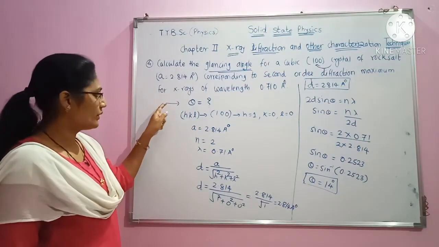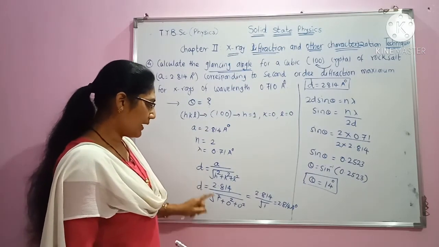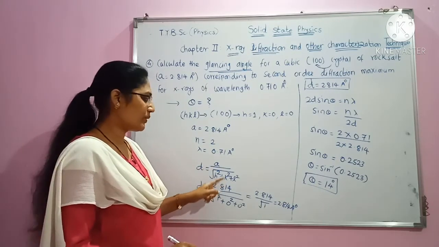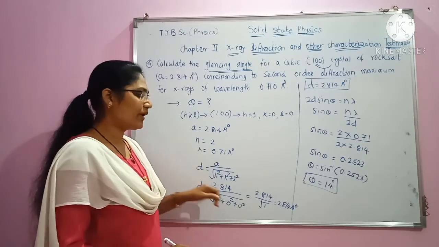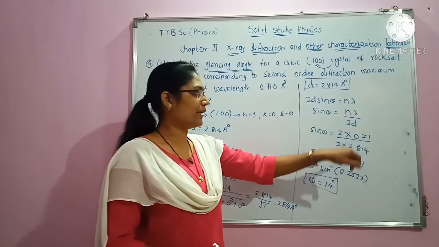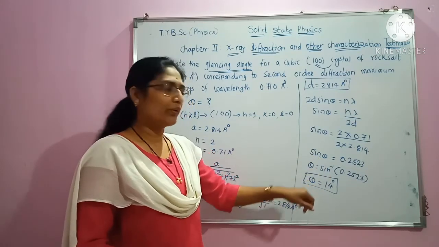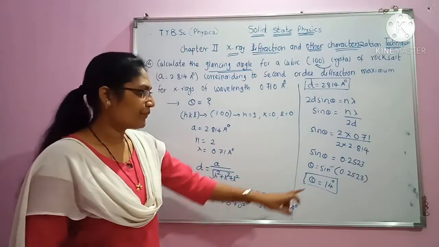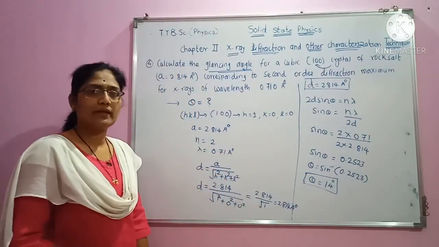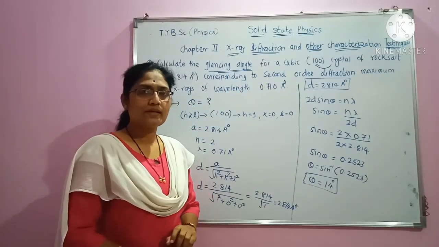Thus we have initially started our example by substituting the value of A and HKL in the formula d is equal to a upon square root of h square plus k square plus l square. We have obtained the value of d. Then by using Bragg's law, we have substituted the value of n, lambda and d, and we have found out the sine theta value, and from that sine theta value we have calculated theta by taking sine inverse of this 0.2523. It gives us theta value as 14 degree. That is, the glancing angle for a cubic crystal is found as 14 degree.